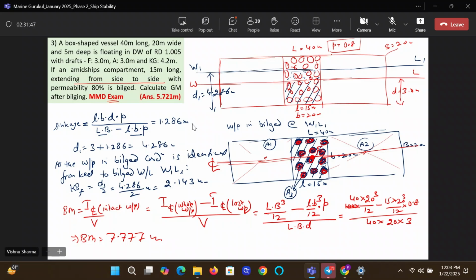Now you can add the two, KB and BM, and subtract the given KG and see if the answer is matching. 5.721. 5.721 is the answer. If it's not matching, let me know. It's matching. It's an MMD question. Unfortunately I've not written the month, but it's definitely an MMD question, guys. If you go through past papers, you'll come across this.